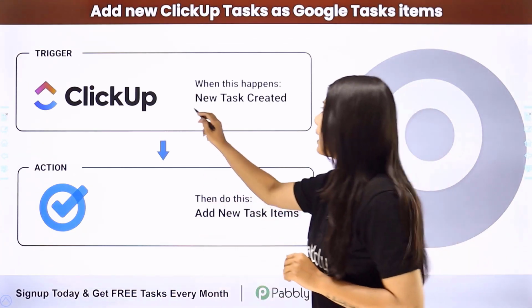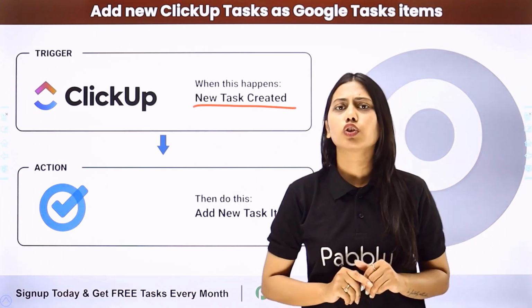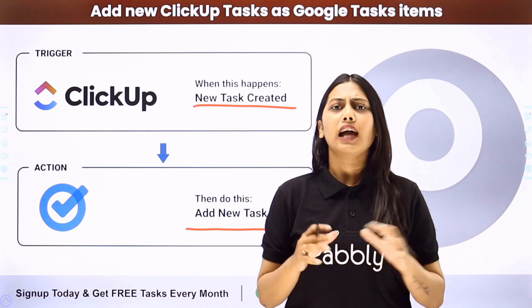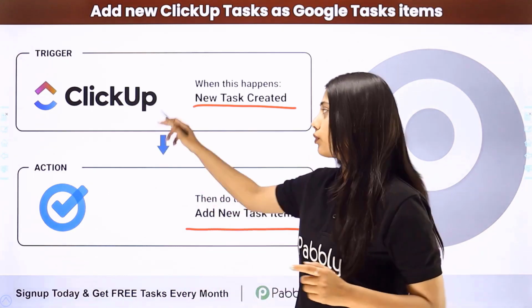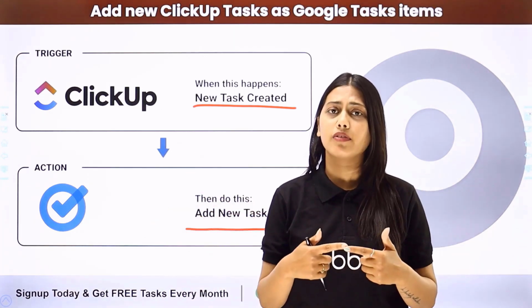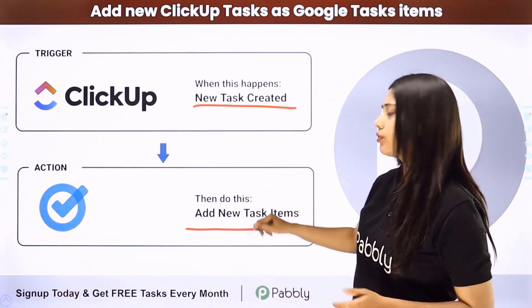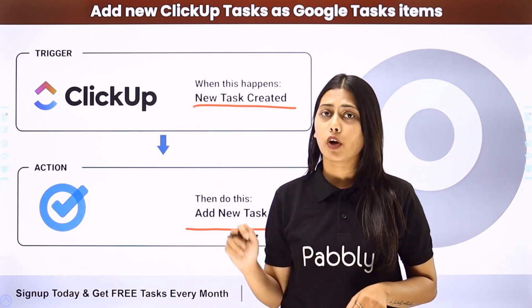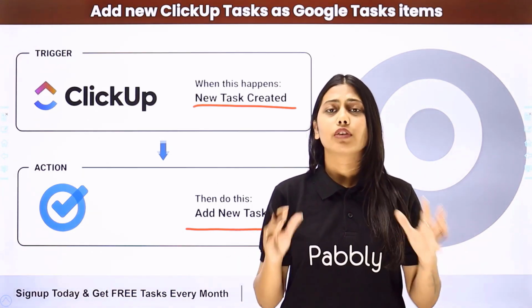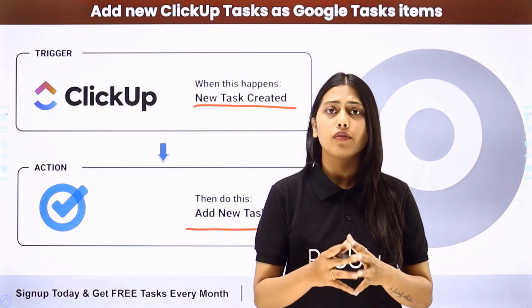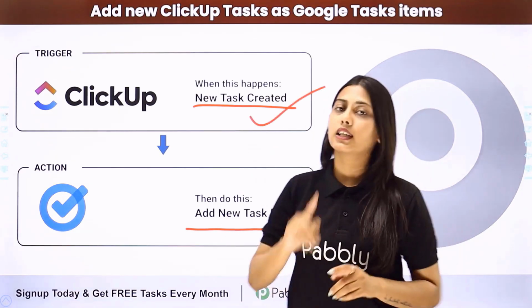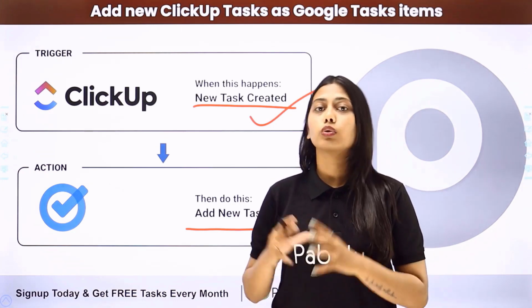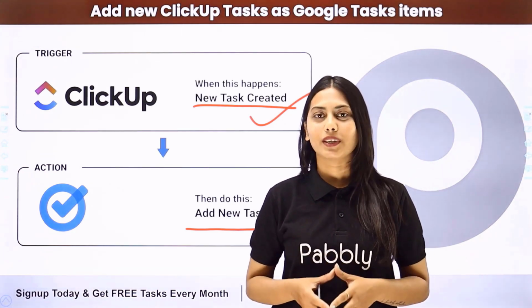So if you want that every time a new task is created in ClickUp, you want to add in your Google Task account about that task item. And this might sound a little difficult because both of these applications do not have a direct connection between them and you have to do both of these works manually. But let me tell you, we can actually automate this whole process with the help of Pabbly Connect. We will be creating an integration today where our trigger will be a new task created in ClickUp and our action will be new task item added in the Google Task. Let us learn how to do it.